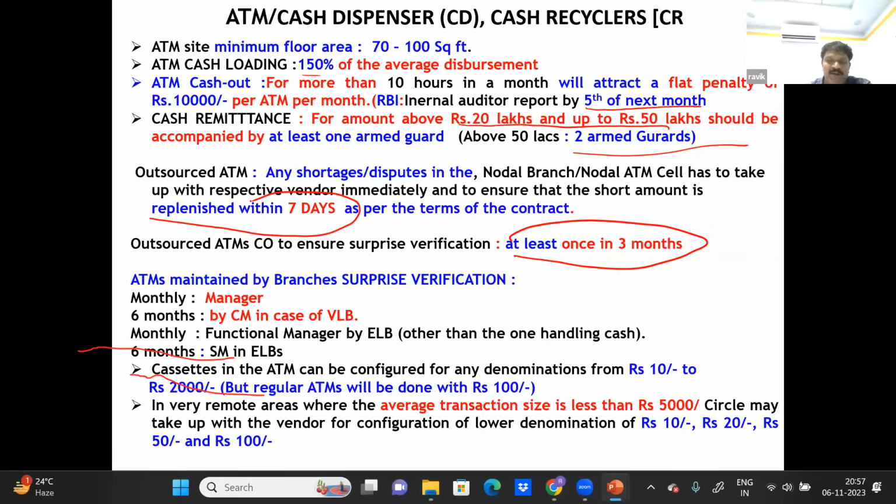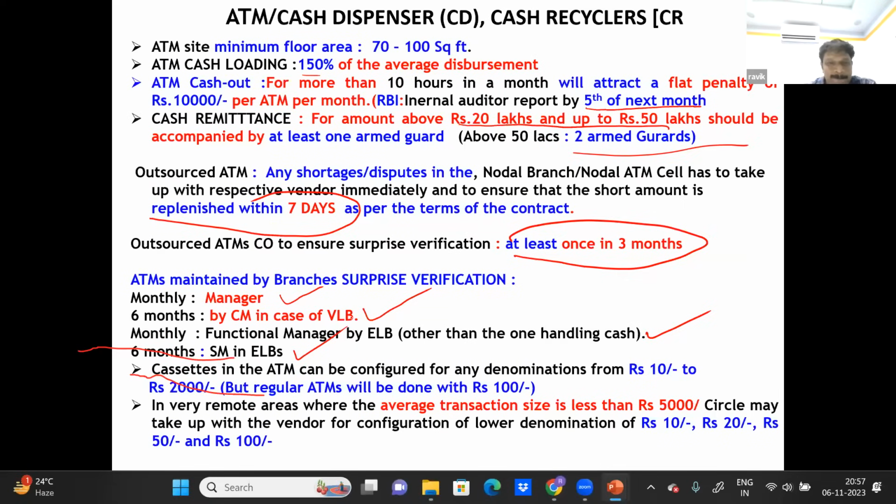What about our own bank's ATM? In your branch itself, an ATM is there, on-site ATM, not offsite. On-site means the manager will do a monthly surprise verification. Every 6 months, the chief manager of the ELB will do it, just like cash. Every month the manager, and the CM once in 6 months. Then monthly, a functional manager for the ELB, but he should be someone other than the one handling cash. Every 6 months, the SMN for ELBs. These are the surprise verifications in your branch ATMs.